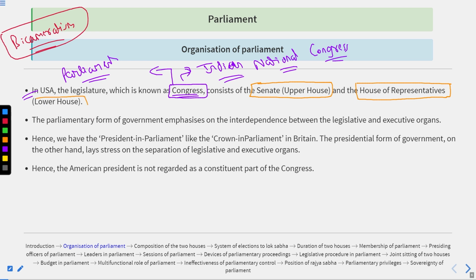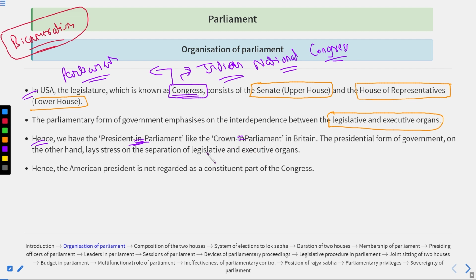the lower house. Okay, the parliamentary form of government emphasizes the interdependence between the legislative and the executive organs, like I have told you. So that's why the President of India, who is an executive, is connected with the parliament system, which is the legislative of India. Hence, we have the president in parliament, like the crown in parliament in Britain.